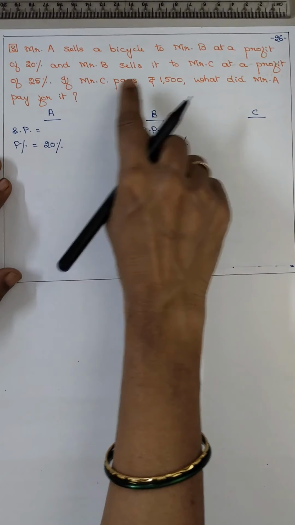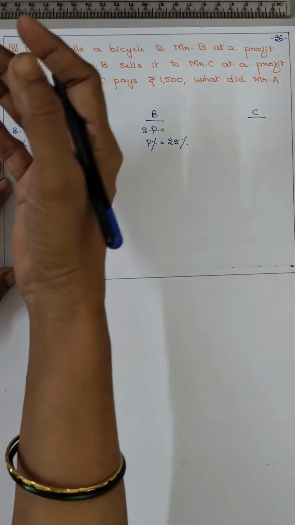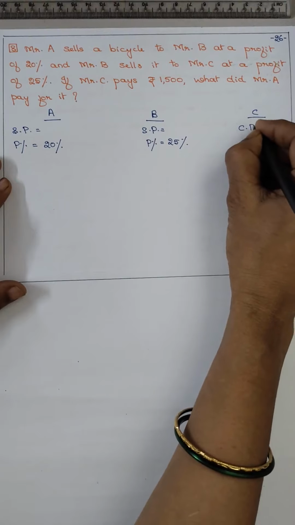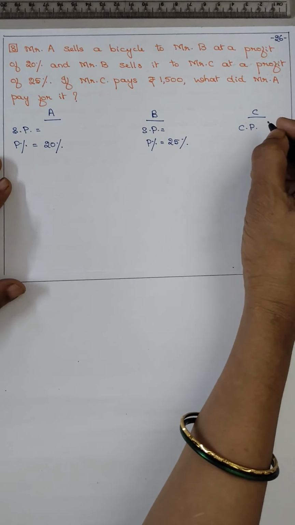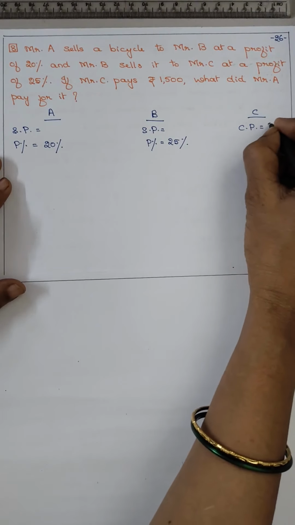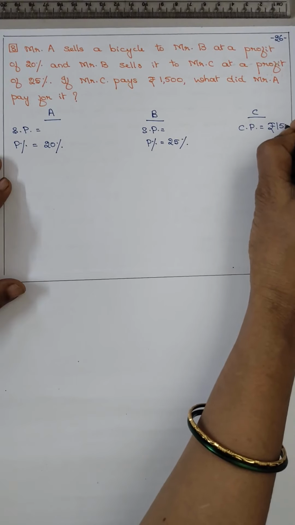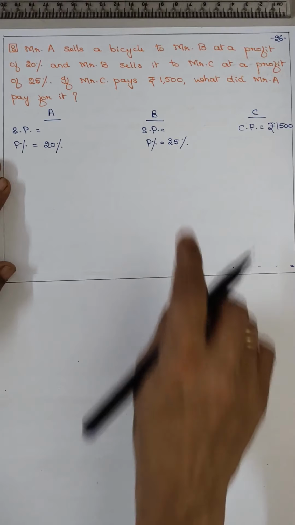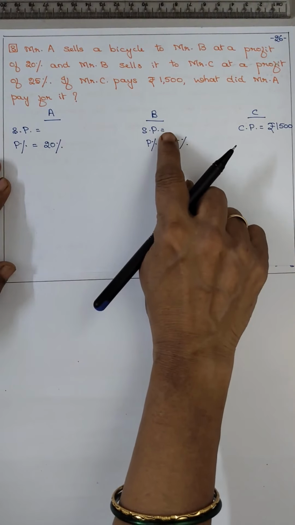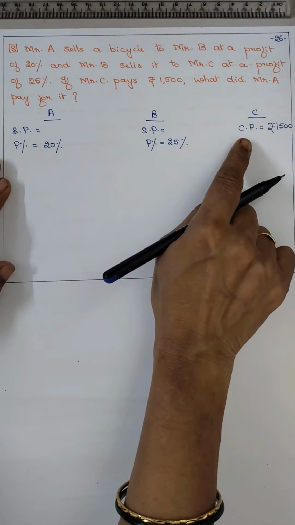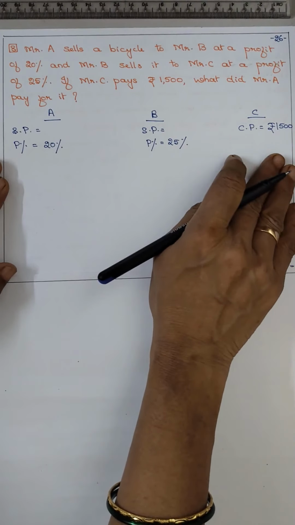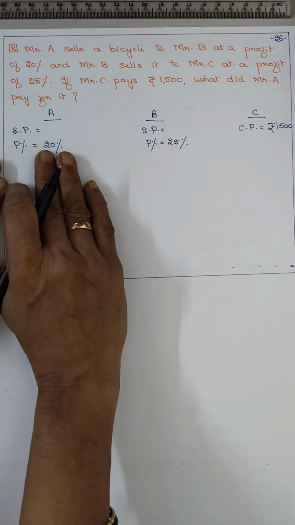But now Mr. C pays, means he paid to B rupees 1,500, means he bought from B, isn't it? That means CP is rupees 1,500. Is it clear? He bought it from B, that is why it will be CP for C. Did you understand?